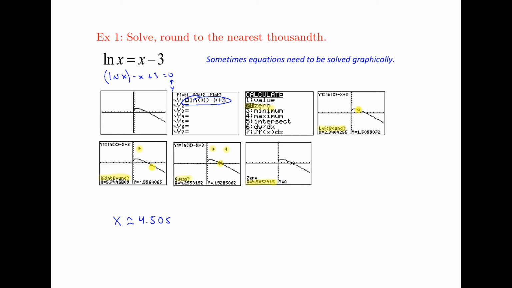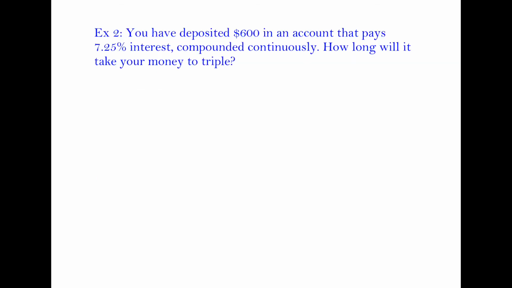And so that's how we can solve using the graphing calculator and approximating a solution to an equation. Alright, now let's look at an example applying exponential functions dealing with compounded interest. So you've deposited $600 in an account that pays 7.25% interest compounded continuously.